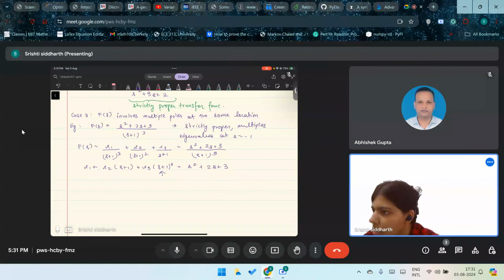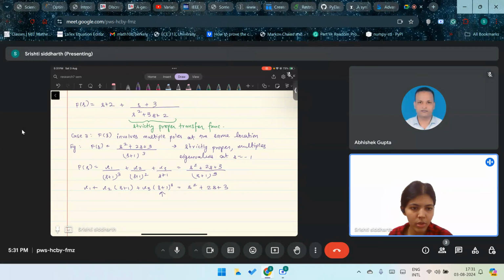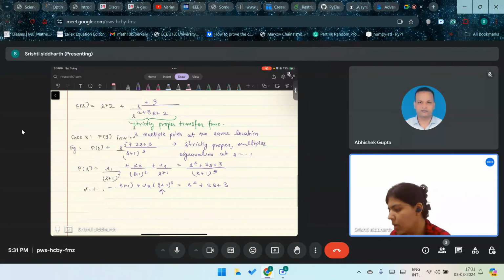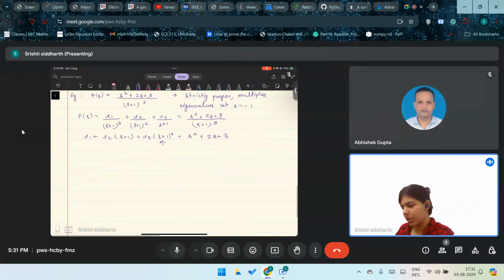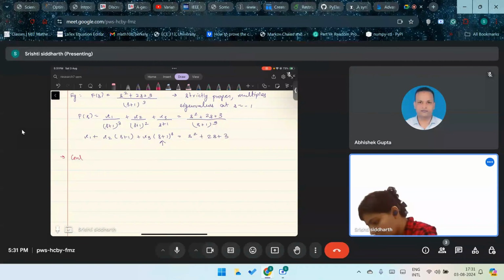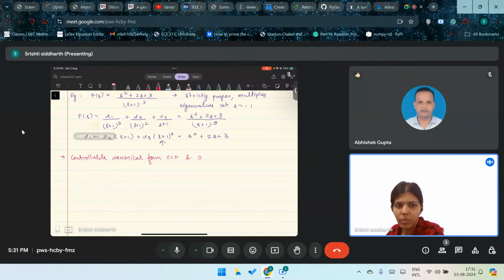Alright, so now let's move on to the next part. So partial fraction expansion is going to be used in the Jordan normal form and the diagonal form. But before this, let's recall the controllable canonical form, CCF, and the observable canonical form, OCF. Alright, so I'm just going to write down the general expression. We have already covered this in the last week's tutorial.